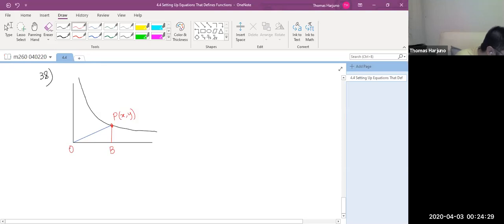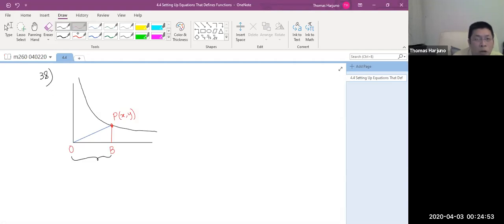Now, part A, draw a figure of the situation described. That's basically what we have. Now, express the perimeter of OPB as a function of x. So we want to find the perimeter of this triangle. Before I ask you to do this, what is the length here? Maybe, what is the coordinate of B then?